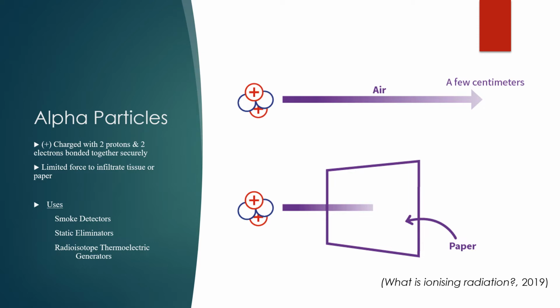smoke enters the detector, it reduces the amount of alpha particles that are detected and triggers the alarm. And then we have our static eliminators. With static eliminators, it uses the alpha particles to remove static charges from the equipment. And then we have our radioisotopic thermoelectric generators. Here, alpha particles generate heat, which is converted to electricity. And this is often used in space probes.